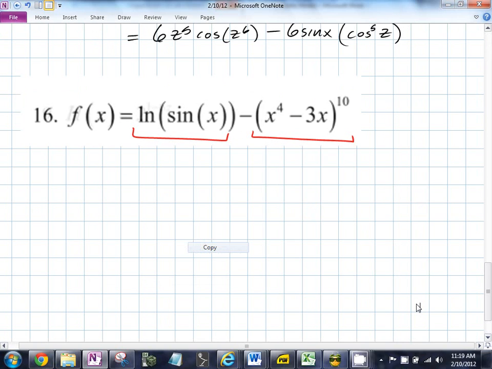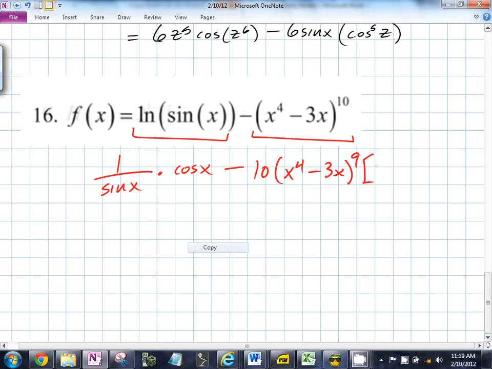So what's the derivative of ln? Yep, so 1 over sine times, what's the derivative of sine? Cosine x minus, what do you drop down to the front? 10 x to the 4th minus 3x to the, what do you multiply by? Minus 3.